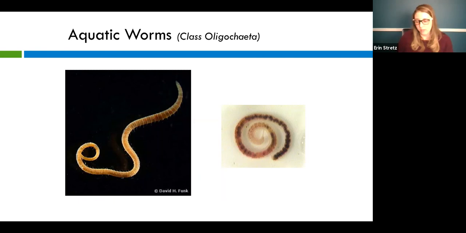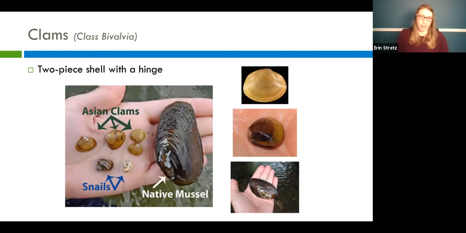Okay, so on to our mollusks. We have clams and mussels. And this is another one we're identifying at the class level, so very high level. We're not differentiating between different types of clams or different types of mussels. We're not differentiating between invasive mussels or clams versus native mussels and clams. Anything that is a clam or a mussel is categorized the same on our data sheet.